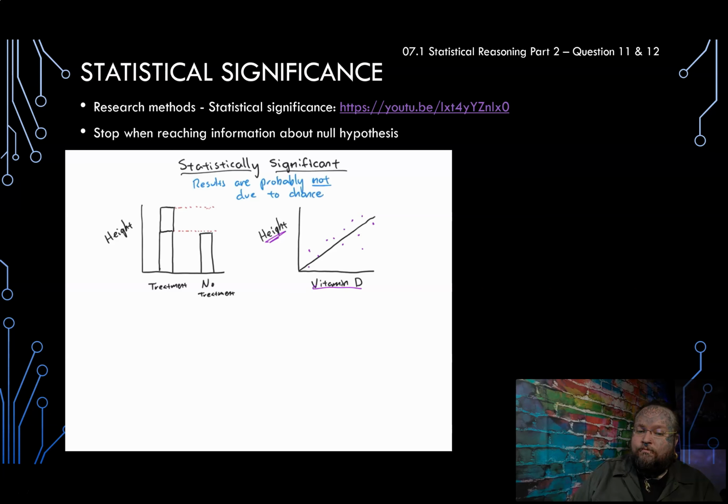So if we see a pattern in our results, like these dots falling very close to this line, we can say it's not likely that that is due to chance. In other words, we would say that is a statistically significant result. The results are probably not due to chance, so we would say it's statistically significant. And that's all that the term statistical significance means.